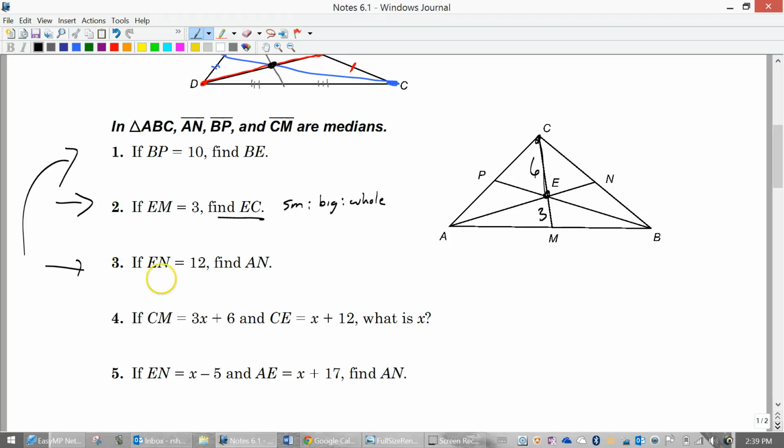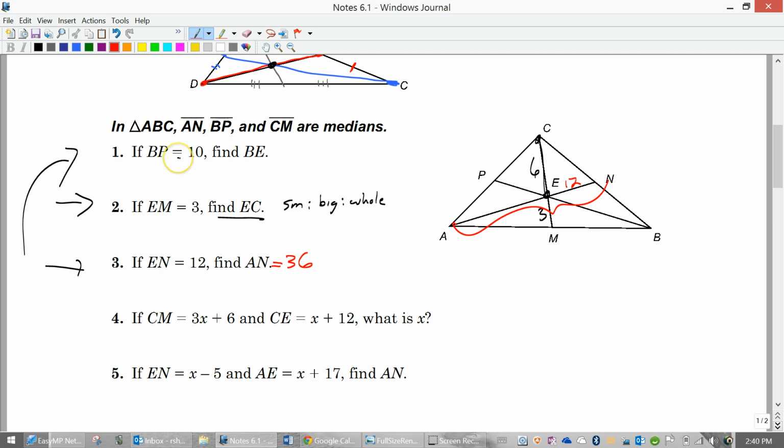Okay. In terms of number 3, in the picture, if EN is 12, what's AN? 12 is 1/3 the size of the whole. 12 times 3 is 36. Yeah, 36. AE would be 24. You could go to AE first and then just add those if you wanted.